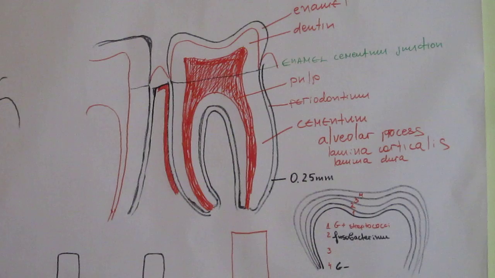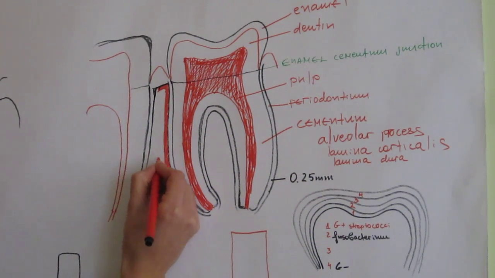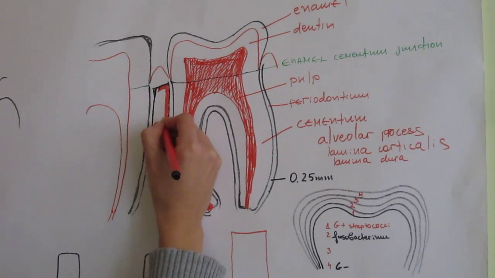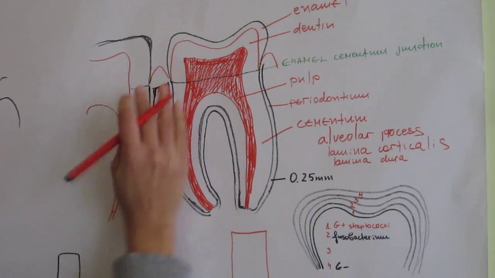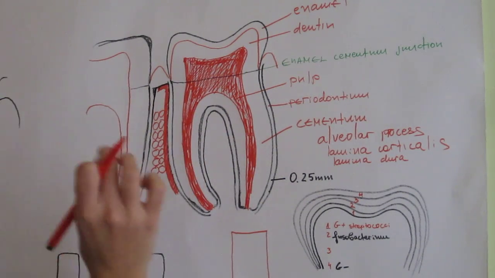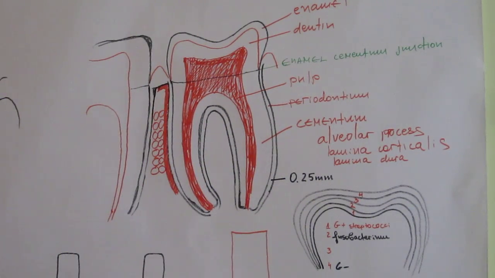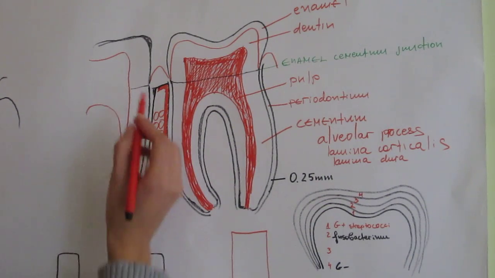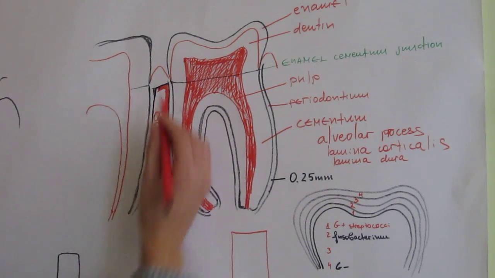This bone has a spongious part. Let's say it looks like lots of radiolucent parts here, like little dots, which you can see on the X-ray. And this is the spongious part, and the cortical part of this alveolar process in which the tooth is situated is here. This is the cortical part.